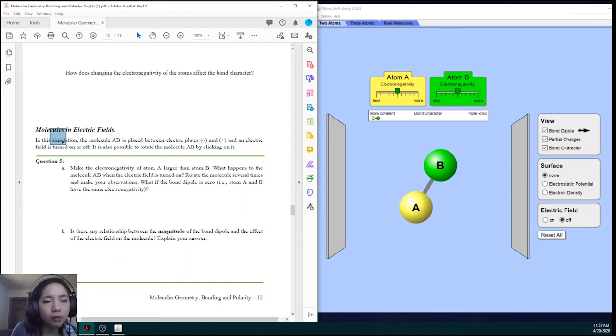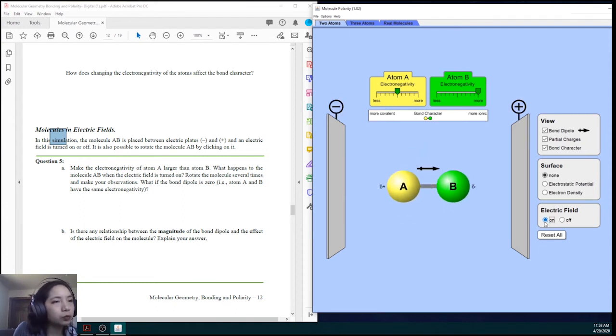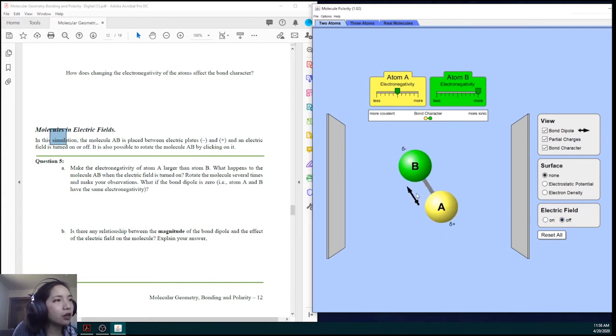Now let's put these molecules in an electric field. Right now I don't have any electronegativity difference, so let's make a dipole. Let's turn on the electric field with this button and see what happens. Oh, cool. Let's try that again. I'm going to move the molecule. I'm going to keep the arrow there so you can see where the electrons are on this molecule. Turn on the electric field.